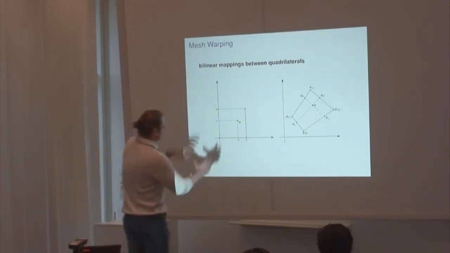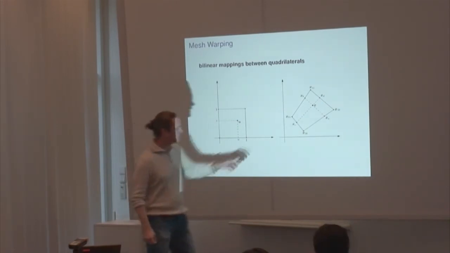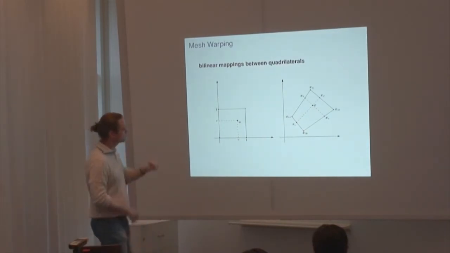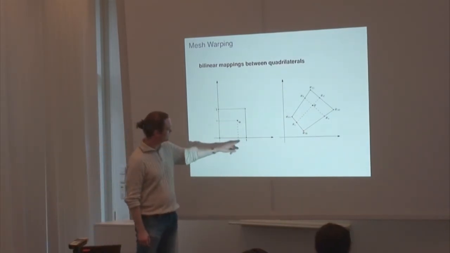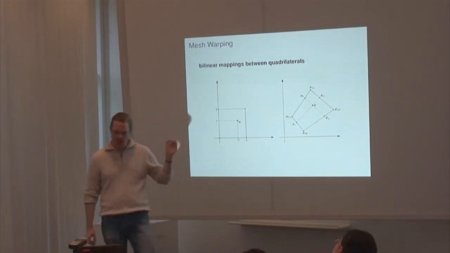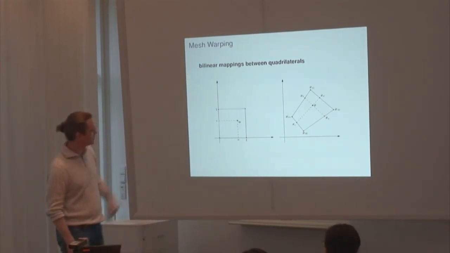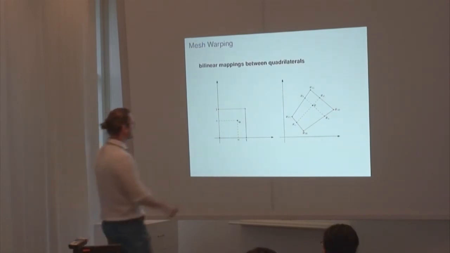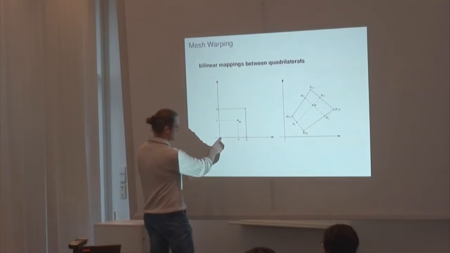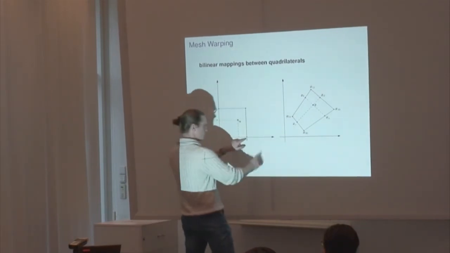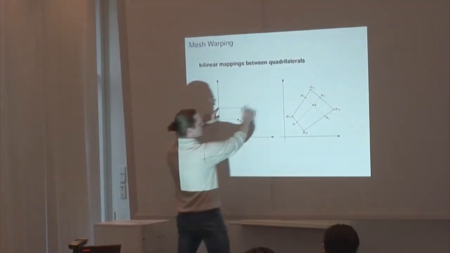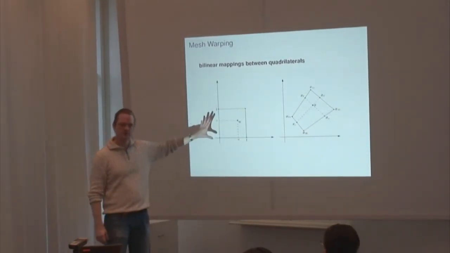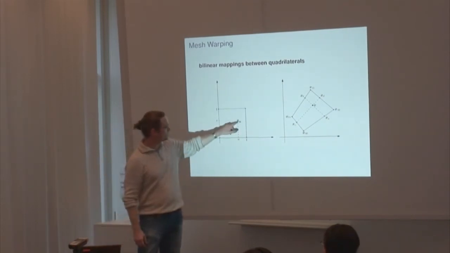Now, given the unit square and this quadrilateral defined by its 4 vertices, and also given a point u defined by coordinates u and v, how could we determine the corresponding coordinate x inside that quadrilateral? Where would this point map to if this one maps to here, this one maps to there, this one to here, and this one to there? This is a warp of this unit square. Where will this point end up?